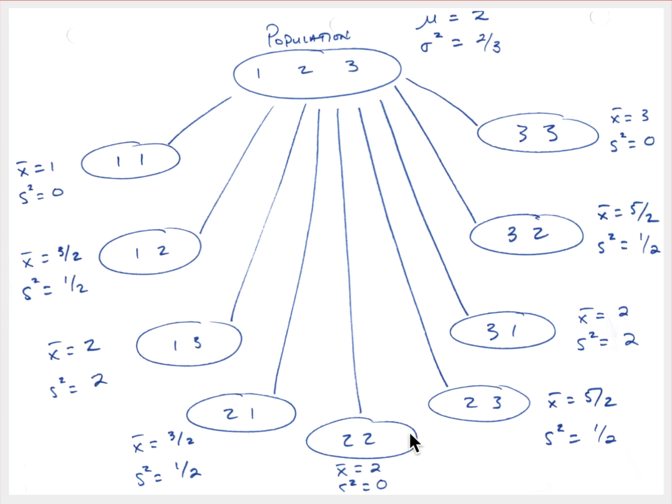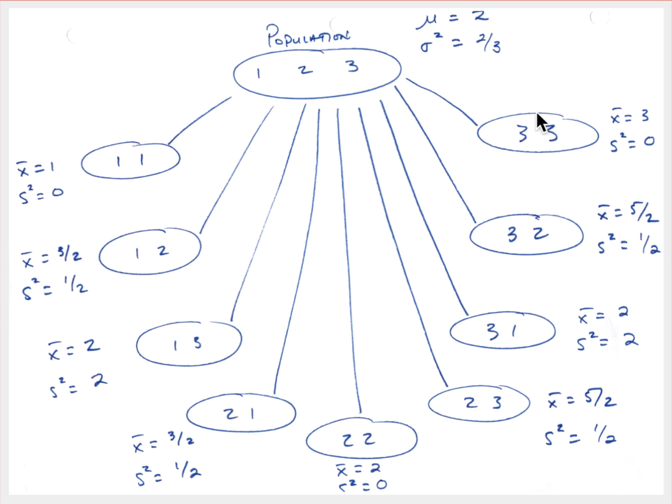We see that for this sample, the sample mean is 2. For this sample, the sample mean is 5/2. For this sample, the sample mean is 2. For this sample, the sample mean is 5/2. And then finally, for this sample, the sample mean is 3. So we have defined a random variable on the sample space of this underlying experiment.